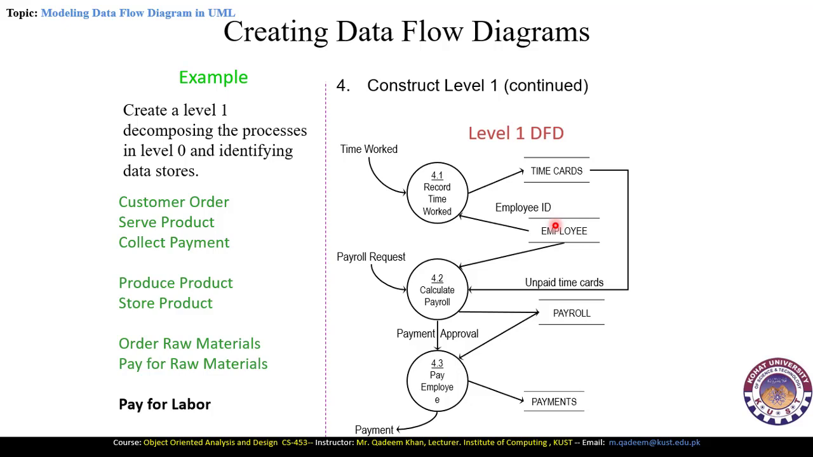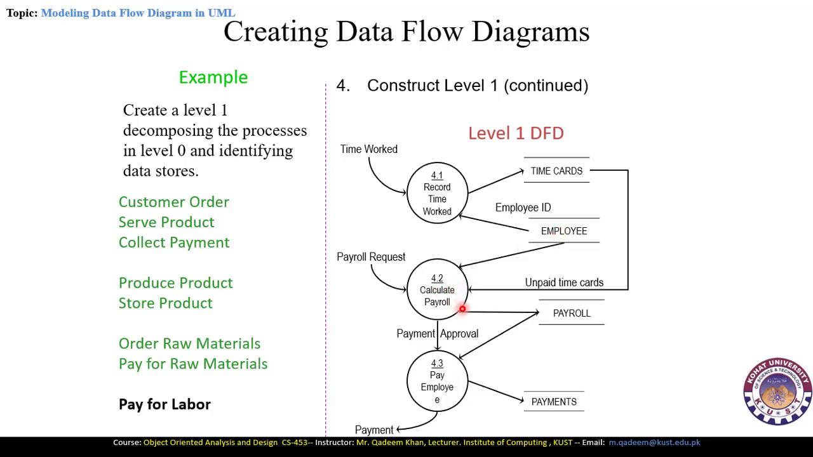So here you can see that record time work is 4.1, which was the fourth process. This process is interacting with the time codes and also with the employee data store. It will take the employee ID to record the time workload, and then the time workload will be computed. And the employee data store is also interacting with calculate payroll, because the pay is calculated for the employee.